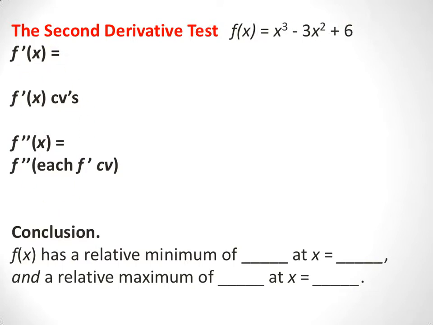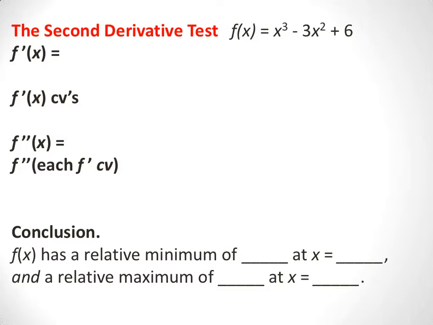For the second derivative test, we need the first derivative, its critical values, the second derivative, evaluate that at each of these guys, and then draw our conclusion. And so whenever you do a second derivative test, set up the frame, and then get to work. So the frame first, then start working.